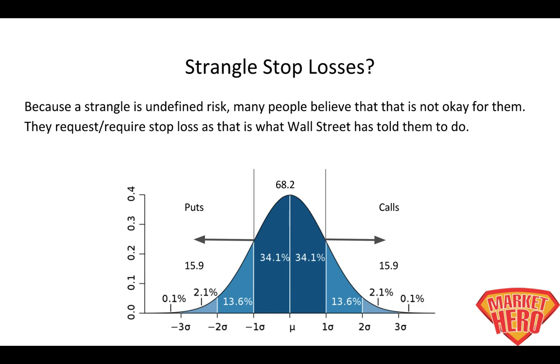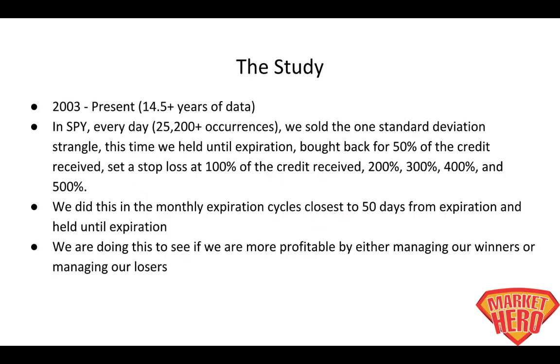I totally get that. So what we did was a study from 2003 to present. So again, 14 and a half plus years of data, depending on when you're watching this. 25,000 occurrences. Big study, guys, here. So what we did, a few things. Number one, we sold the one standard deviation strangle and just let it expire. Then we sold the one standard deviation strangle every single day and bought it back for 50% of the credit received. So that is managing our winners.